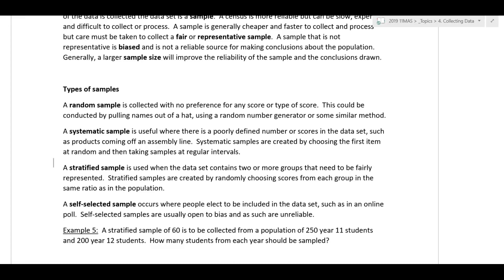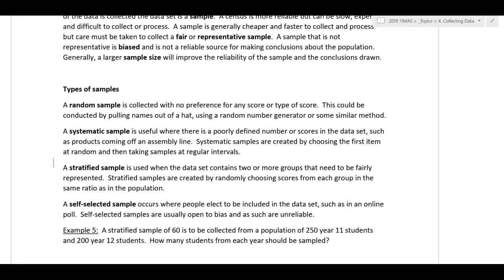Also, we want to make sure that our sample is representative, that it is unbiased, that it doesn't select people for my sample based on any particular characteristic. It really needs to be random. Without bias, it needs to represent the population.